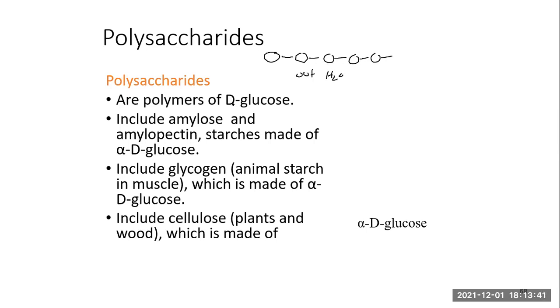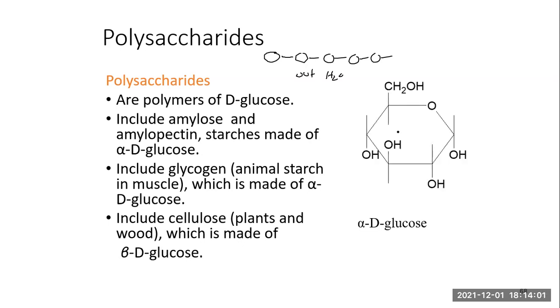They include things like amylose and amylopectin, starches that are really made of alpha D-glucose. They also include glycogen, which is sort of where we store our energy, and cellulose, which is what plants and wood are made out of. So again, it really is just a bunch of these together, taking out water from the next one and making that connection like we saw earlier.